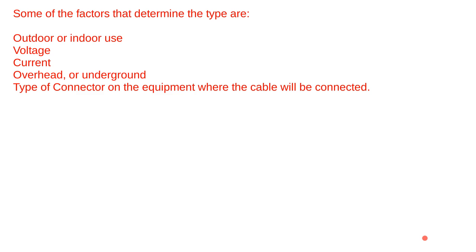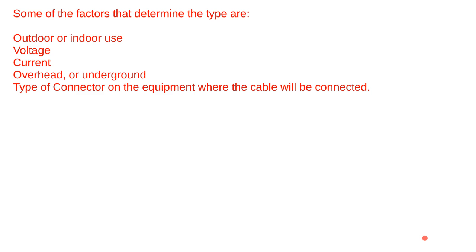Overhead is like these ones of Kenya Power. For the underground, this one is mostly common in the US, where you have power cables running beneath the earth's surface. And also another factor is the type of connector on the equipment where the cable will be connected. So those are the factors.